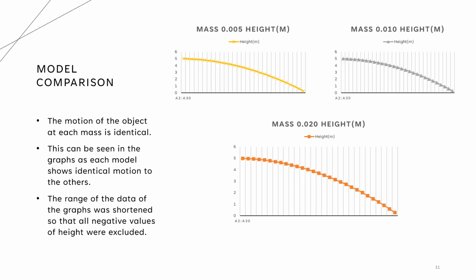Model comparison and results. Model comparison. The motion of the object at each mass is identical. This can be seen in the graphs as each model shows identical motion to the others. The range of the data of the graphs was shortened so that all negative values of height were excluded. So as you can see, each of these models appears to be equivalent.